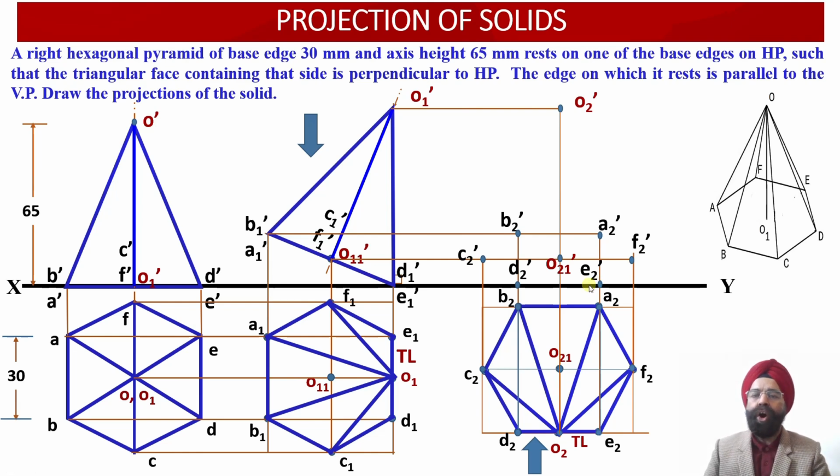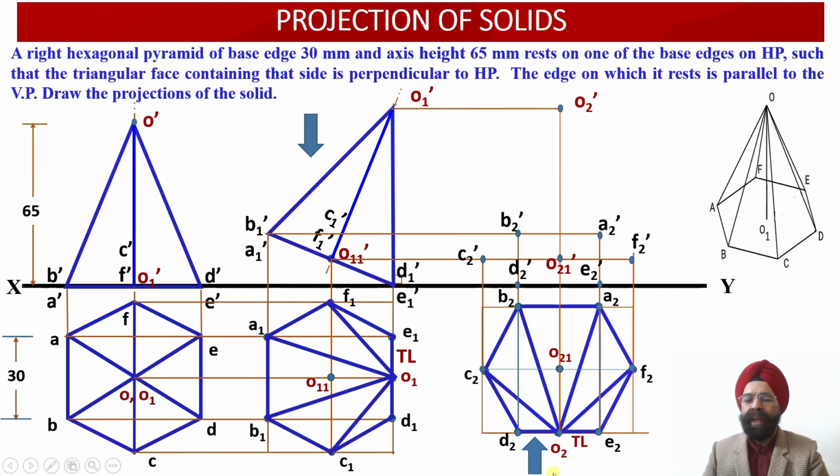So this way, all the 8 points of the oblique hexagonal pyramid have been obtained in the elevation projection view. Now which are the edges which we have to join? A2 dash, B2 dash, C2 dash, D2 dash, E2 dash, F2 dash and A2 dash. And also we are required to join O2 dash with A2 dash, O2 dash with B2 dash, O2 dash with C2 dash, O2 dash with D2 dash, O2 dash with E2 dash and O2 dash with F2 dash. But which one of these edges should be joined as dark lines or object lines, and which one of them should be joined as hidden lines or dotted lines?